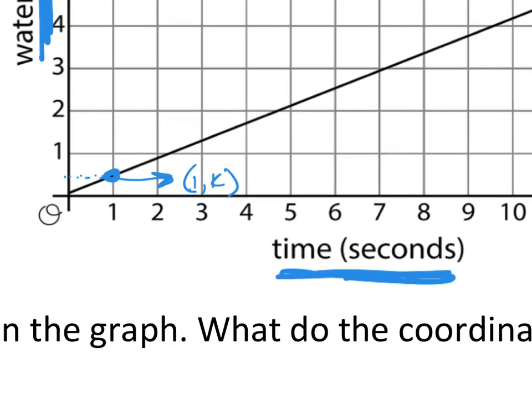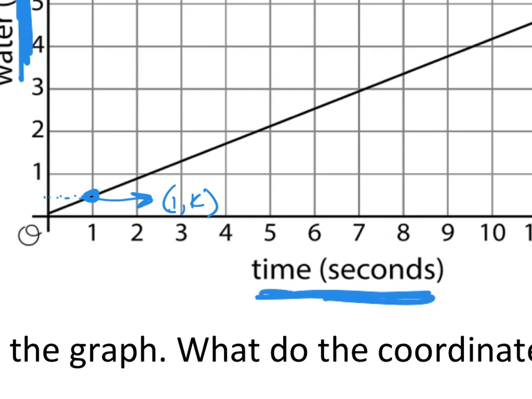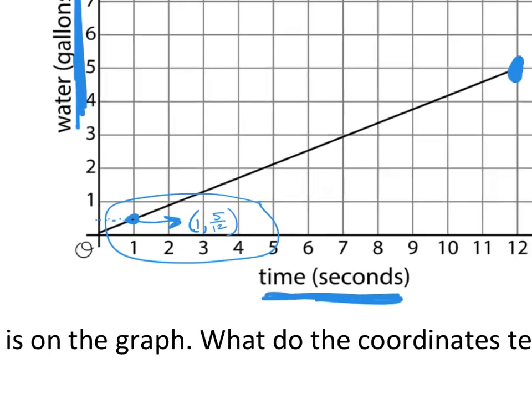Okay, and if I go back to labeling my point, instead of just writing k, I'm now going to write (1, 5/12). Okay, so that's our point on the line.